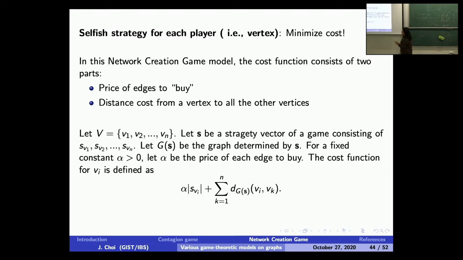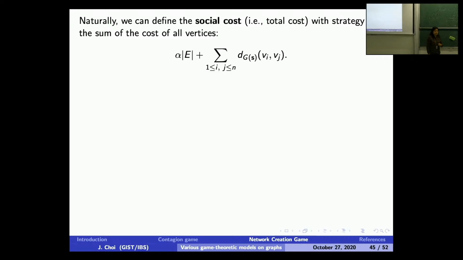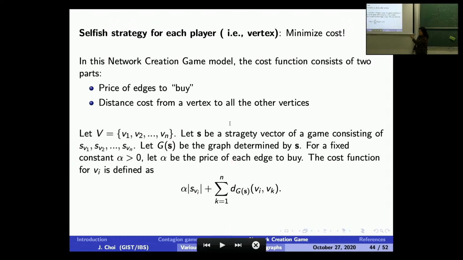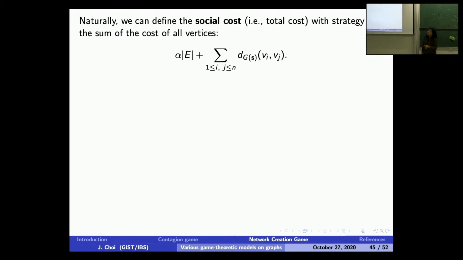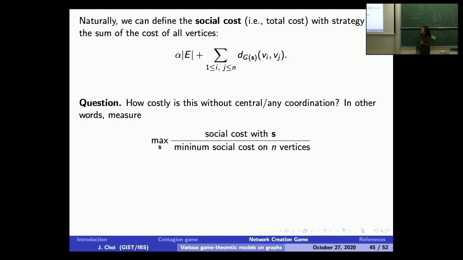But we also consider the total cost of this whole game. Now we just add up the sum from i equals 1 to n, and that's exactly the same as alpha times the number of edges plus the sum of all these distances for every pair of vertices. And the question is, how costly is this without central coordination or without any coordination? How chaotic is it without this central authority?